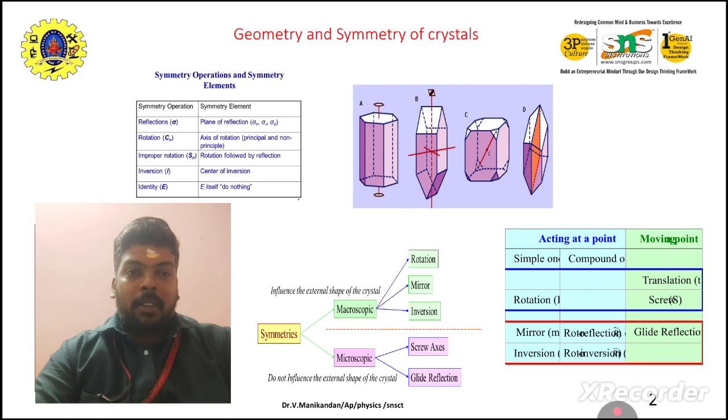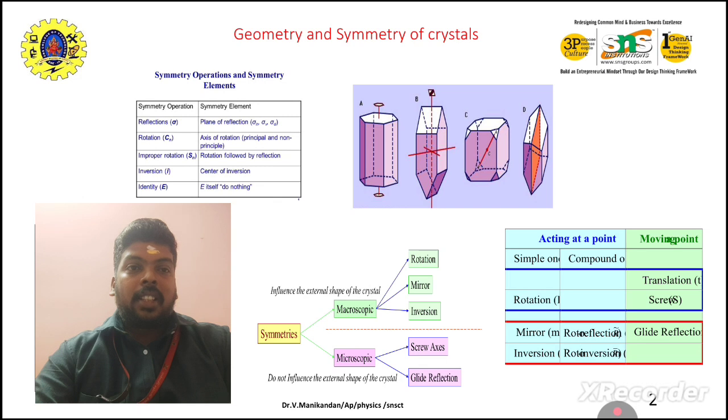Symmetry is mainly categorized into two: macroscopic and microscopic. Macroscopic symmetry elements are rotation, mirror, and inversion, and microscopic ones are the screw axis and glide reflections. These differ based on the position of the acting point. External morphology is classified as macroscopic, which is the point group of the crystal. The internal arrangement of atoms is microscopic, technically named the space group. You can see a picture of the morphology of crystals, which are classified by the different symmetry elements.